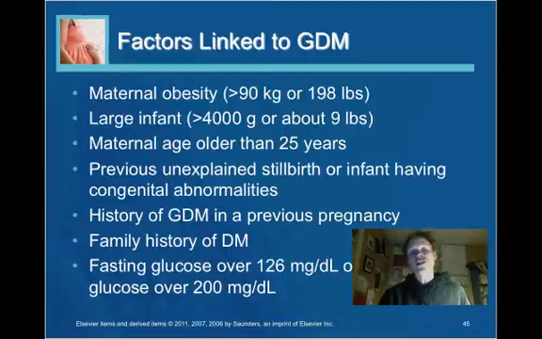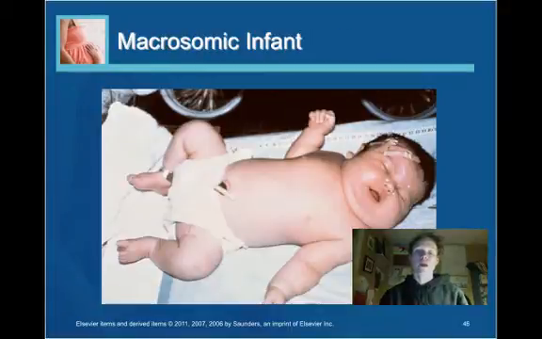Factors that are linked to gestational diabetes: maternal obesity, a large infant, maternal age older than 25, previous unexplained stillbirth, history of gestational diabetes in a previous pregnancy, a family history of diabetes, and a fasting glucose over 126. So a macrosomic infant, one that is larger in weight and size than would be expected, is one of the complications of gestational diabetes.